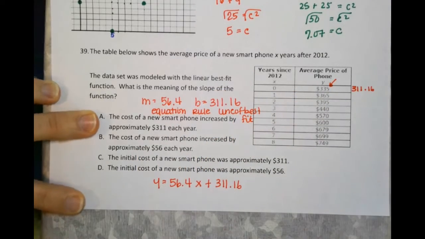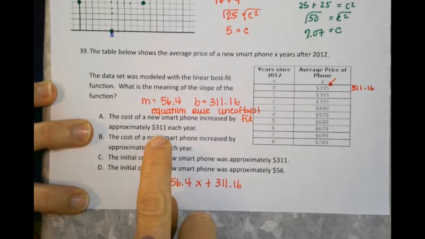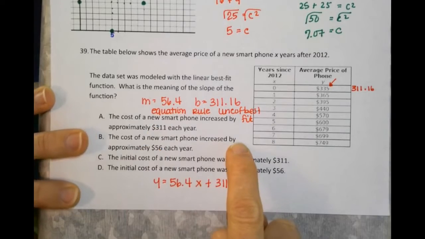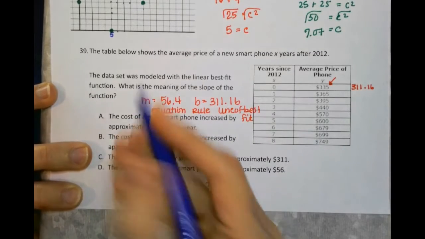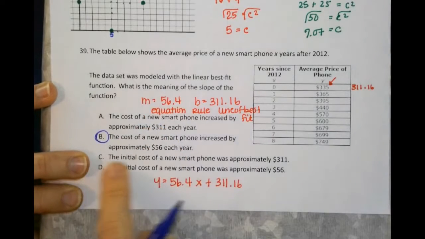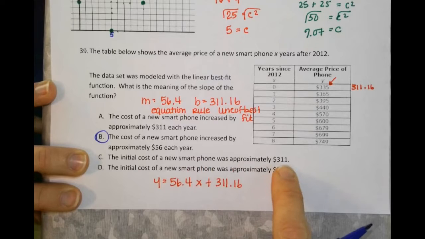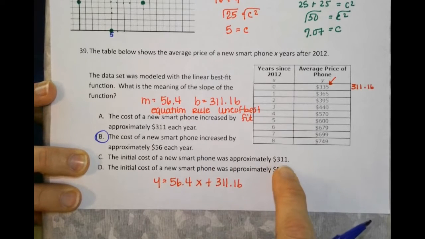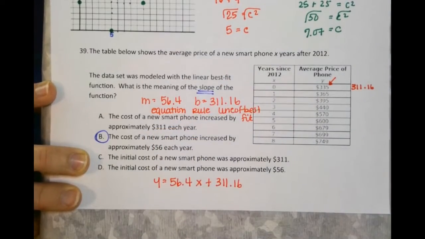The cost of a new smartphone increased approximately by 311 each year. That is mixing up your y-intercept and your slope. The cost of a new smartphone increased by approximately 56 each year. Approximately is where they got rid of that decimal, so that one's looking good. The initial cost of a new smartphone was approximately 311.16. Yep, that is a true statement, but it is not referring to the slope like the question is asking us to. So this is true, but doesn't answer the question they asked.